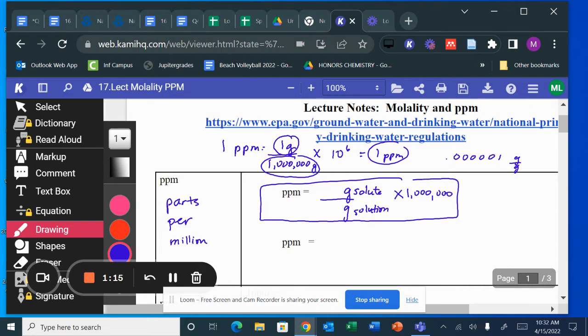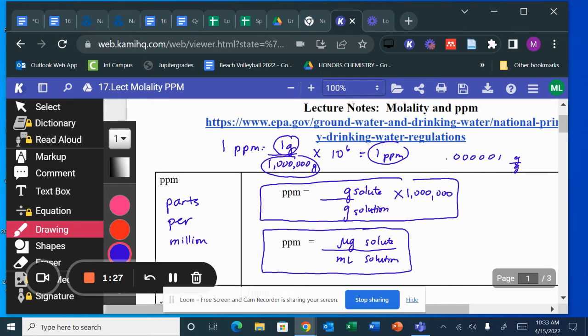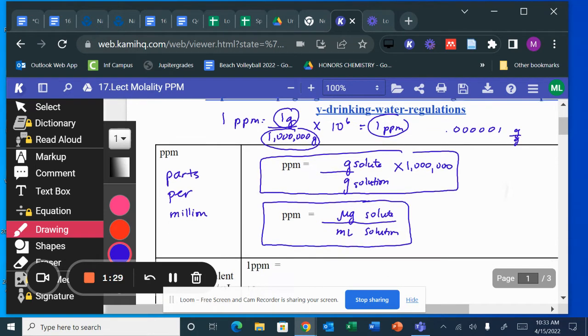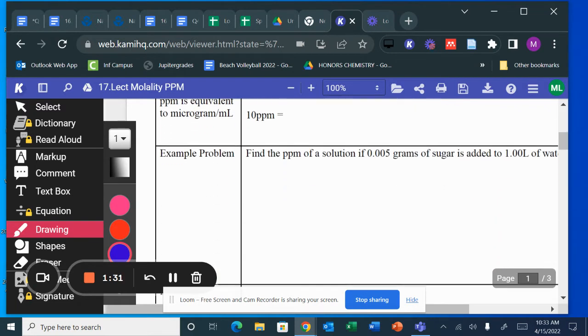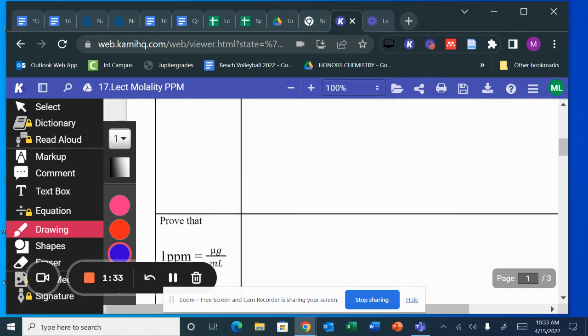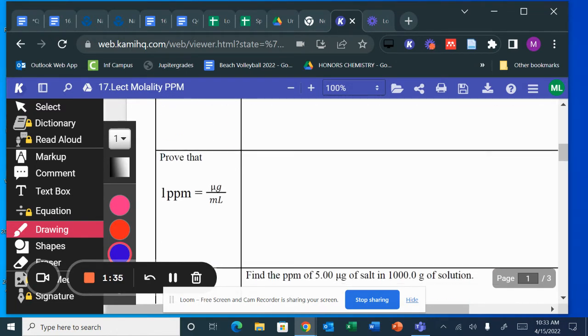The other unit for ppm is microgram per milliliter. Again, solute over solution. Okay, and I will prove to you why microgram per milliliter is the same as 1 ppm. Let me do that now. I'll do it right here. We're going to prove that 1 ppm is the same as 1 microgram per milliliter.